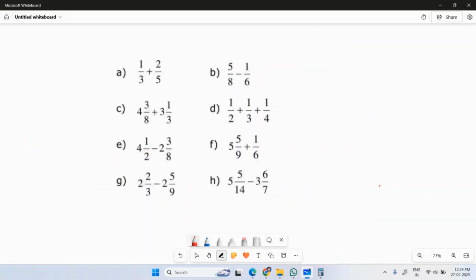I hope you understand how to add and subtract fractions when they have the same denominators and when they have different denominators. Let's solve questions B, D and A, and check whether your answers are correct or not in the description. So far we have seen how to add and subtract fractions with different denominators and also the same denominators.